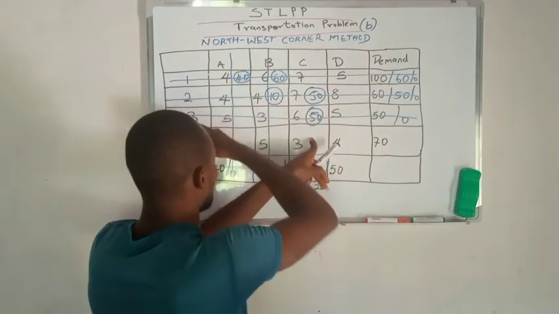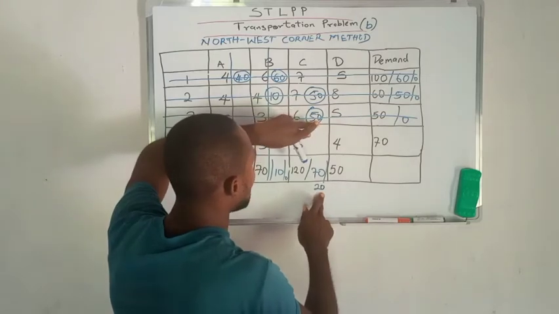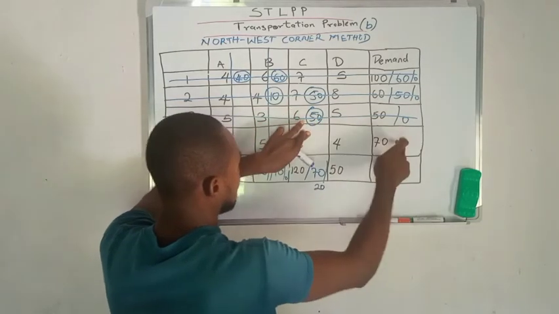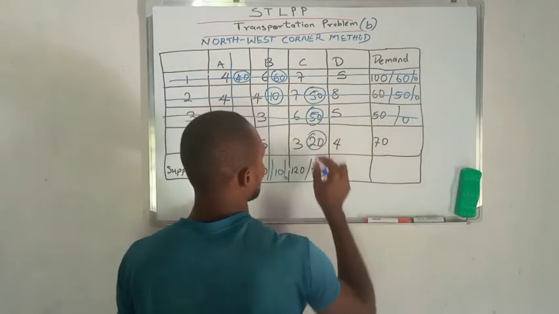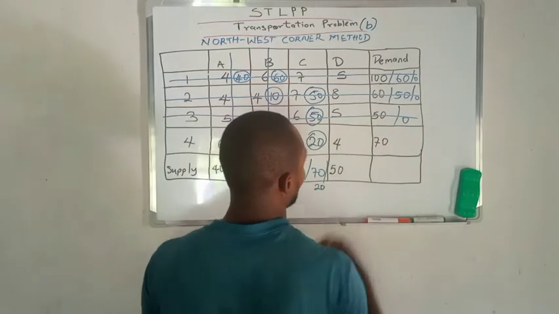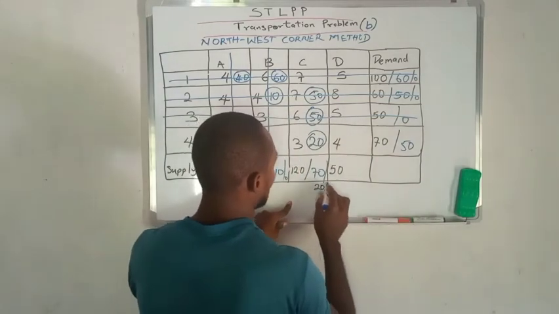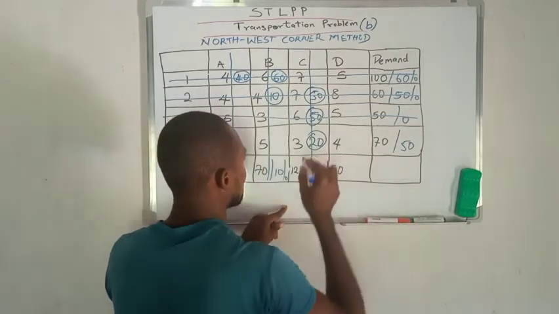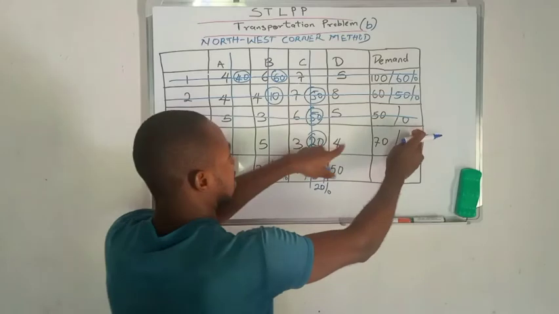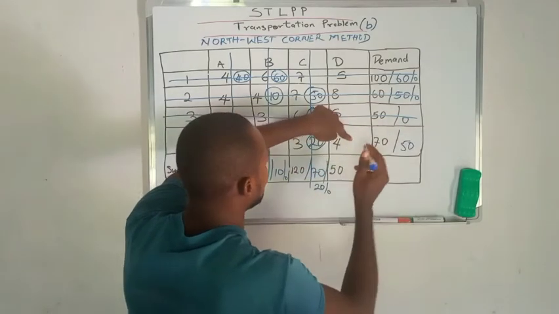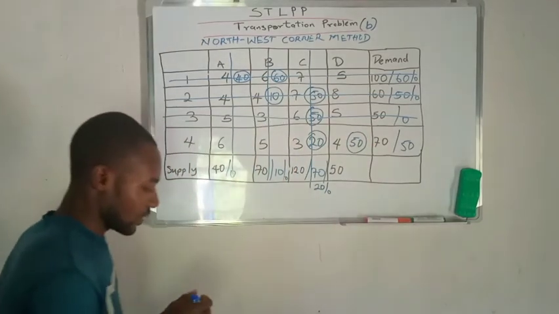We have C and 4. So C and 4, we have 20 goods remaining in C, but number 4 is demanding 70 goods. So we give them the 20 goods that are here. They are still demanding 50 goods. We have already exhausted what we have here, so we'll remove this, and then we'll have only this place remaining. There are 50 goods remaining here, and 50 goods remaining here, so we just supply them the remaining, and that will be it for the northwest corner method.